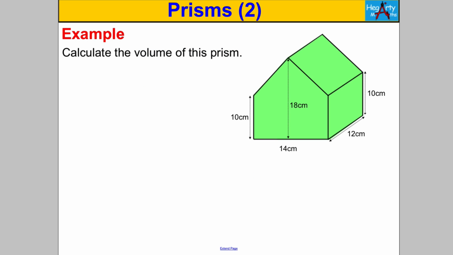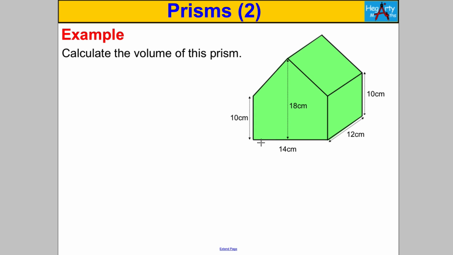Okay, next question. Pause the video, have a go. So let's work out the area of the front end here. What we're going to do with something like this is split it into two shapes. Call that above a triangle, shape 1, and that there a rectangle, 2. So let's work out the area of 1.